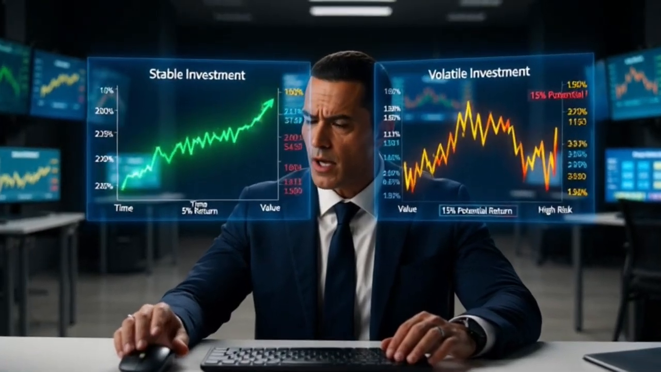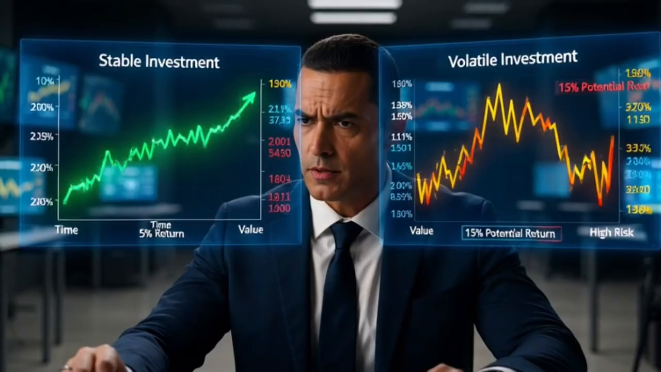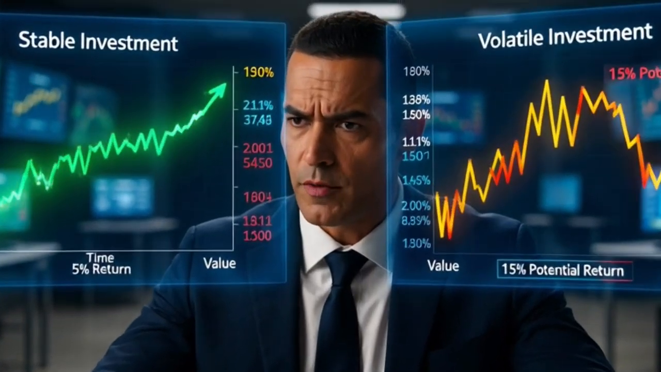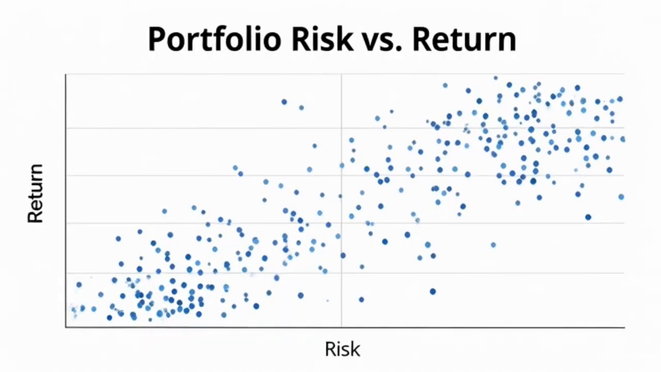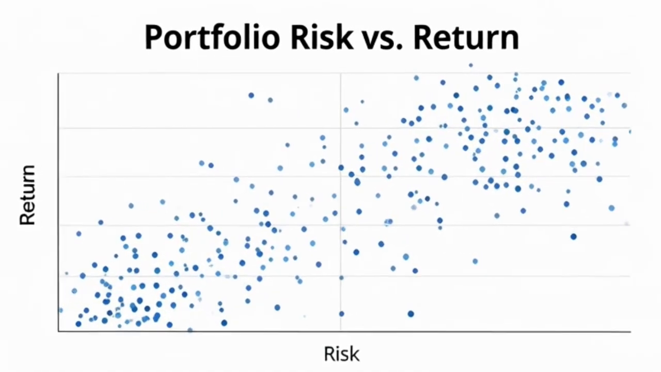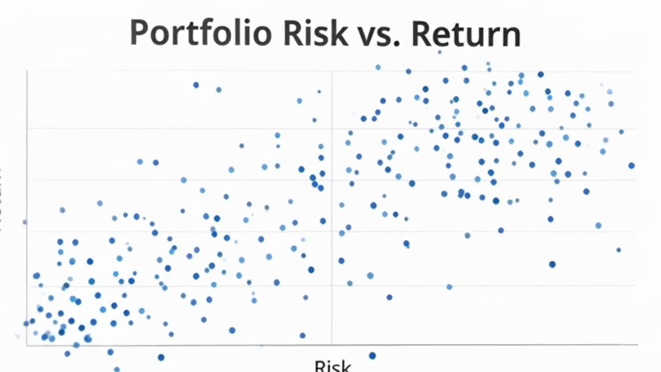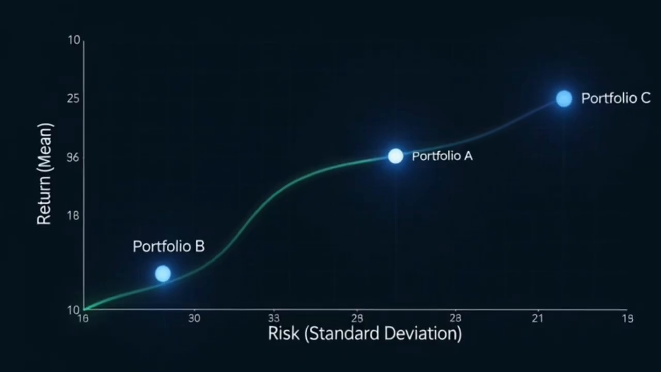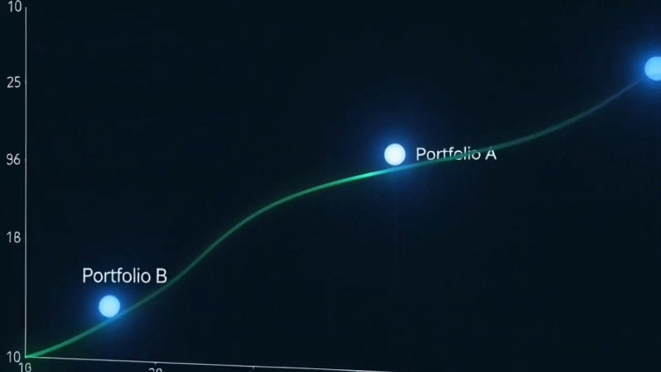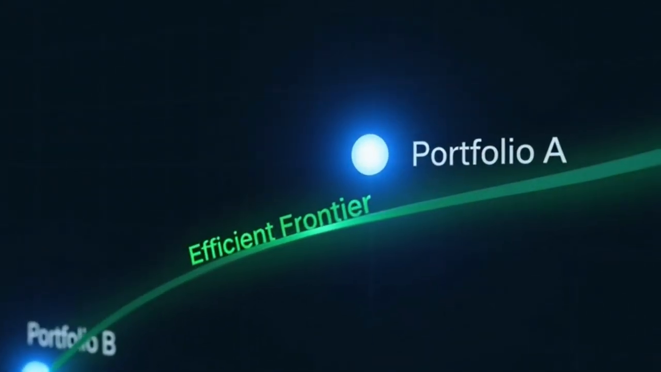In investing, higher returns usually come with higher risk, creating a fundamental trade-off every investor must face. This relationship is measured using mean variance analysis, where each portfolio has an expected return and a level of risk. Some portfolios dominate others by offering higher returns for the same risk or lower risk for the same return.